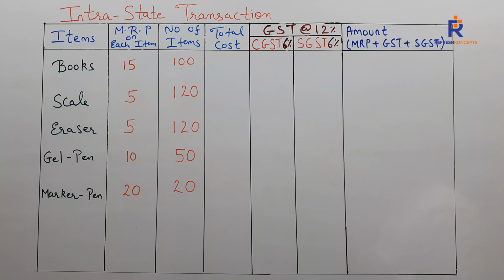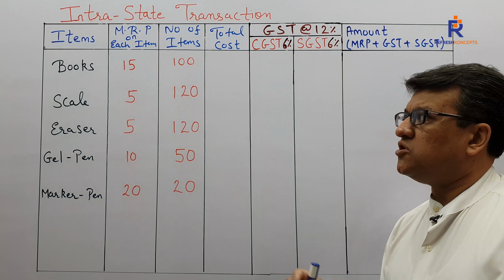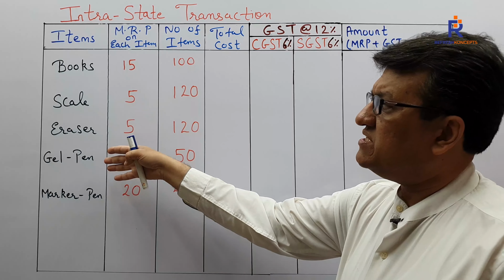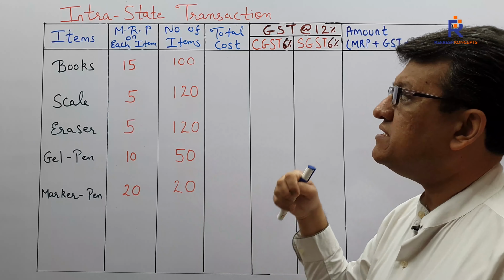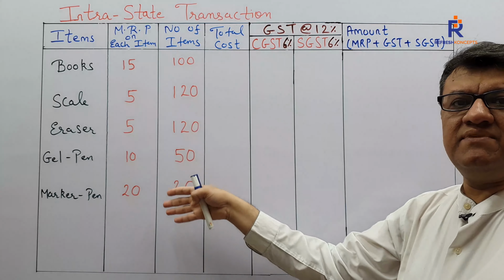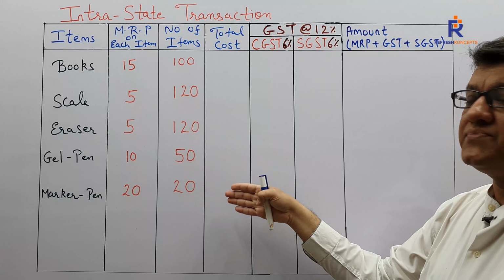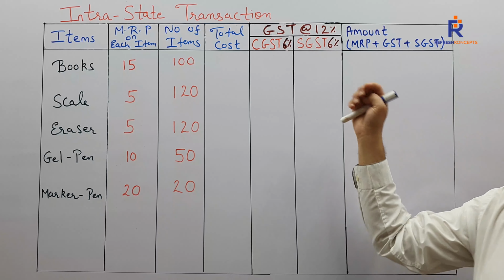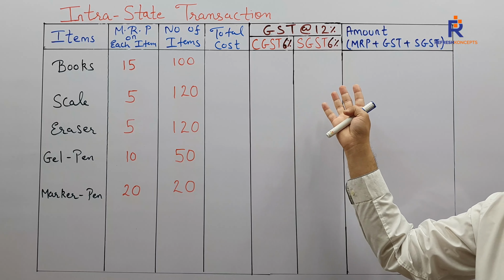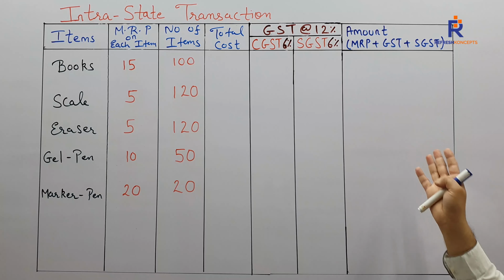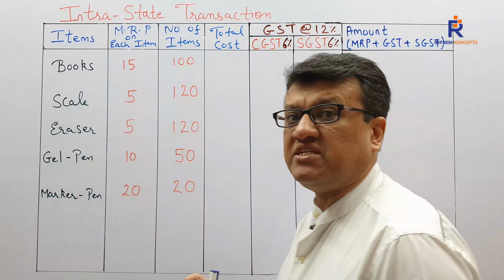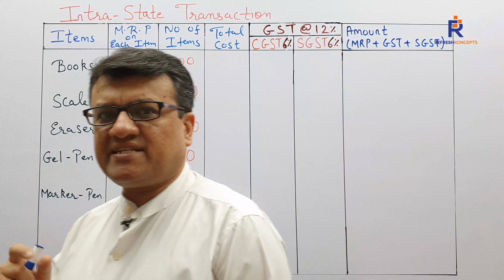Now what is this particular sum trying to say? We have some stationery items: book, scale, eraser, gel pen, marker pen. We have the MRP of each item listed, and the number of items. We need to find out the total cost, what GST is applicable, what type of GST is applicable, and moreover the total amount once GST is calculated. So let's start with a very basic example.